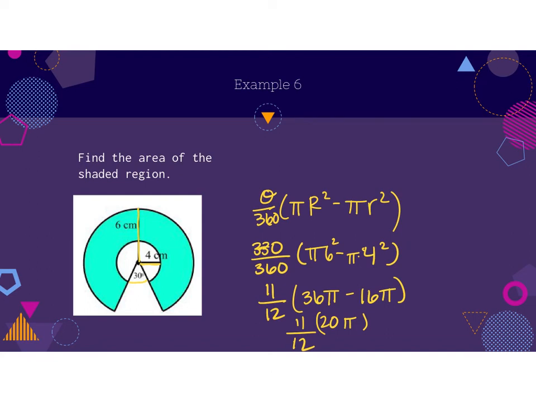I can simplify 20 and 12. We can divide by 2 to get 10 and to get 6. And I can divide again by 2. 10 divided by 2 is 5. 6 divided by 2 is 3. And then I can do some multiplying. So 5 times 11 is 55 over 3 times pi. I could plug this into my calculator to get a decimal, or I could write it as a mixed number, but I'm just going to leave it as this improper fraction in terms of pi. Remember, do not press your pi key.